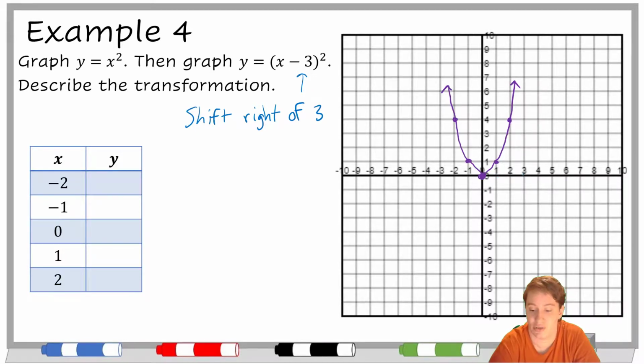Okay, so we make a table of values, or we can just sit here and move these points over. 0, 0 would move over to 3, 0. 1, 1 would move over here. The other thing to do is to just move your vertex and then say, okay, well, I know the pattern from my vertex is out 1, up 1, and out 2, up 4. That's the other way to do it.